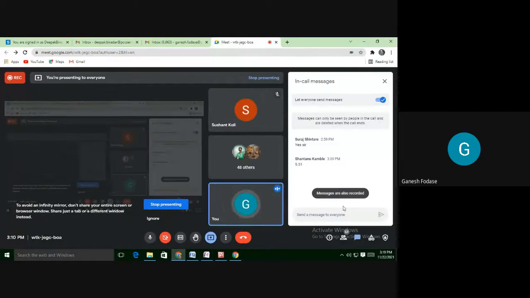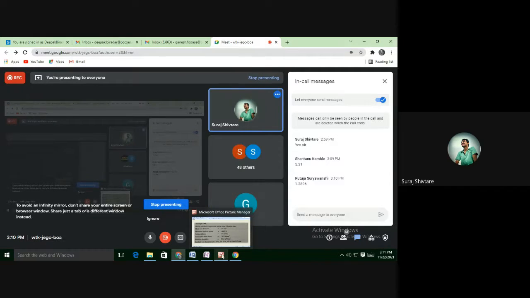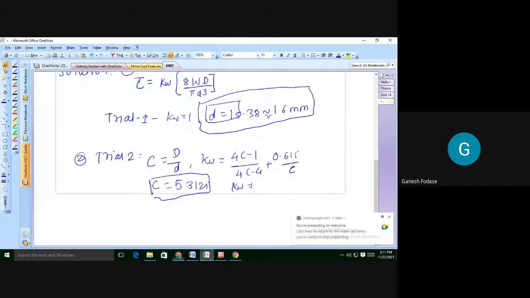You can write answers in chat box also. Just put value of C in kW equation. 4C minus 1 upon 4C minus 4 plus 0.615 upon C. Simple equation. 1.28. 1.12? Not 1.12. Yes, how much others? It is 1.29. Is it so? Yes, sir. Yes, it is 1.29. So it is value of kW.